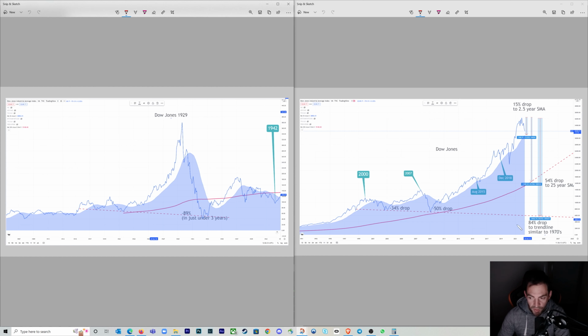Okay, so that's a worst case scenario following the Great Depression crash. A best case scenario is that we land somewhere here on the 2.5-year moving average, this blue shaded area. You can see that we do tend to bounce off this area quite a lot. So in fact, over the last 10 years or so, we've bounced off it a couple of times, and this has been the bottom of the market each time. Another scenario, somewhere in between, would be a 50% drop. And that would be if we actually touch the 25-year moving average.